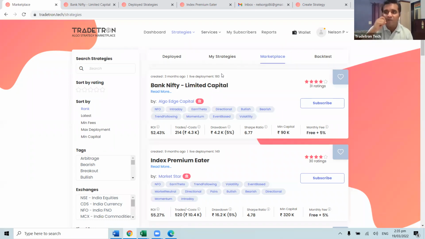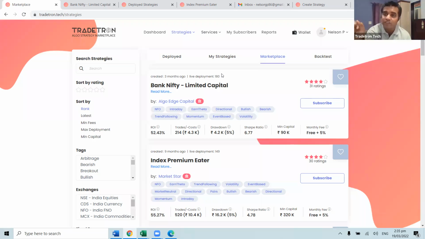But how much? For example, one particular person out of these 180 might be deploying it on just 1x capital, like 90,000. But there will be some client who would be deploying this on 10x, so you might be deploying it on 9 lakhs. But how much is every individual deploying, right? We cannot disclose that amount because that is private data of our clients.